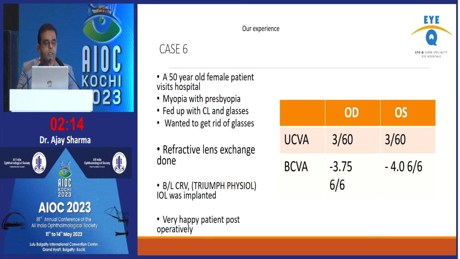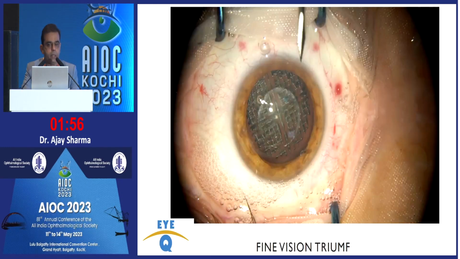This is again the same case where the Triumph lens was implanted. Now Triumph is a lens from BVI, so no financial interest here. This is again a continuous range of vision lens, a combined technology between a trifocal and extended range of vision lenses, and the patient is again very happy here.